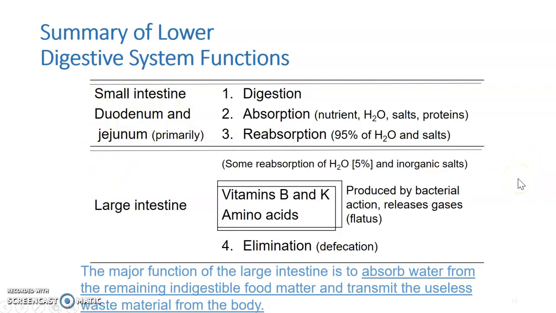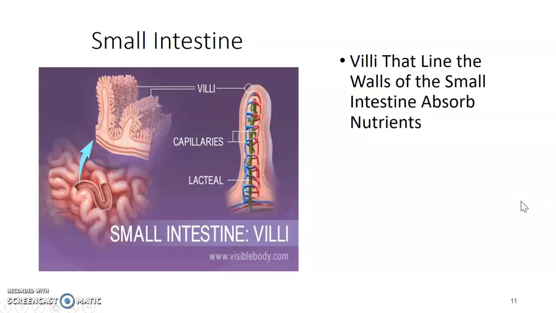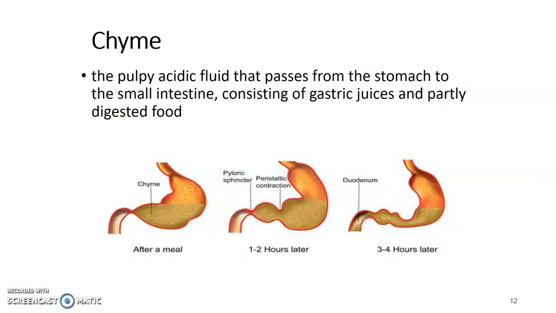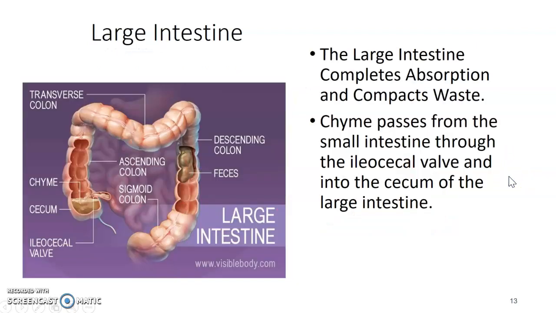Basically, the major function of the large intestine is to absorb water and then transmit the useless waste material from the body. Small intestine. So know this term, villi, okay? It lines the walls of the small intestine and absorbs nutrients. Chyme. What does it do? What's its role? Okay. Large intestine. What is its role? Know the parts. Okay. Parts in order.